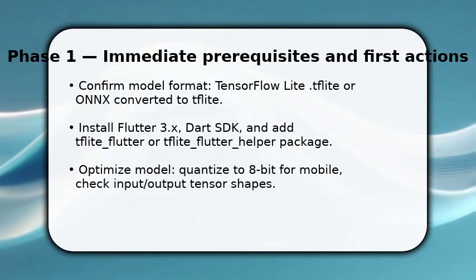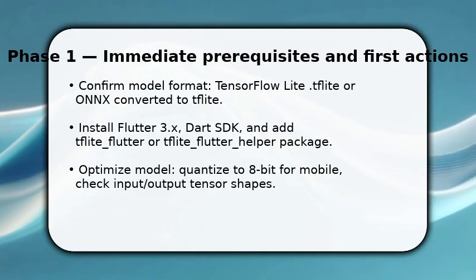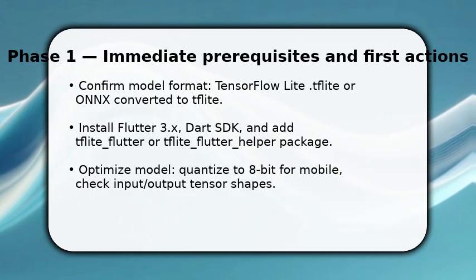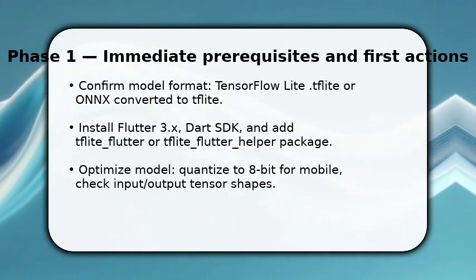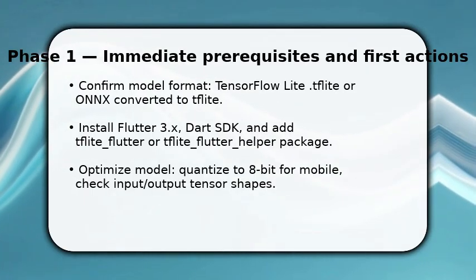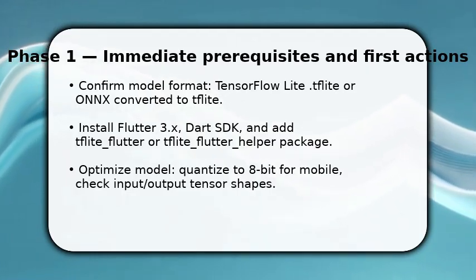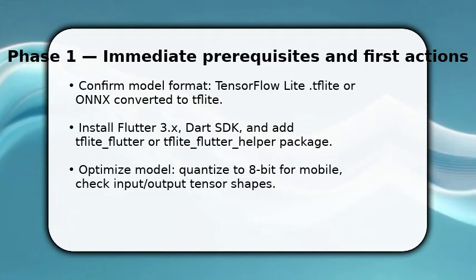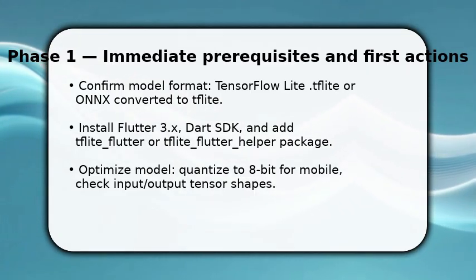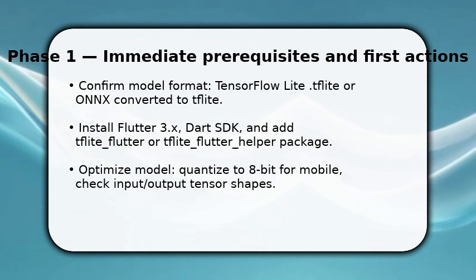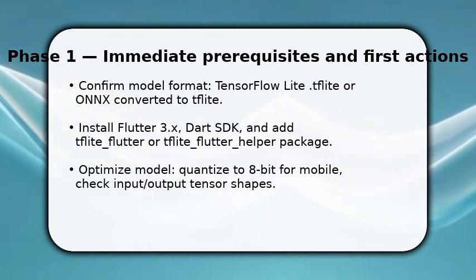You start by getting the model ready and the environment set. Export a TensorFlow Lite, TFLite file because Flutter mobile apps run it efficiently. Once done, add the tflite_flutter plugin and tflite_flutter_helper to pubspec.yaml so you can load and preprocess tensors. Make sure you know the model's input shape and normalization, otherwise inference will fail. Also, quantize the model to 8-bit when possible to reduce size and speed up inference. This matters on-device for latency and battery.